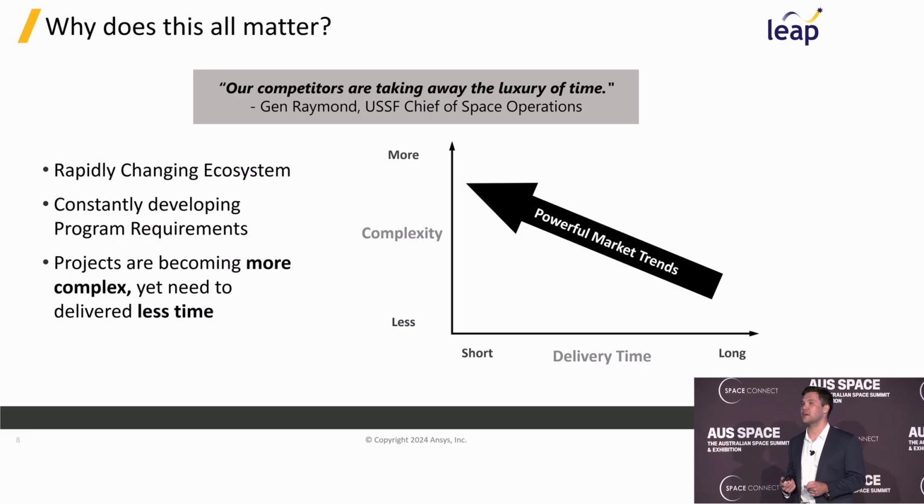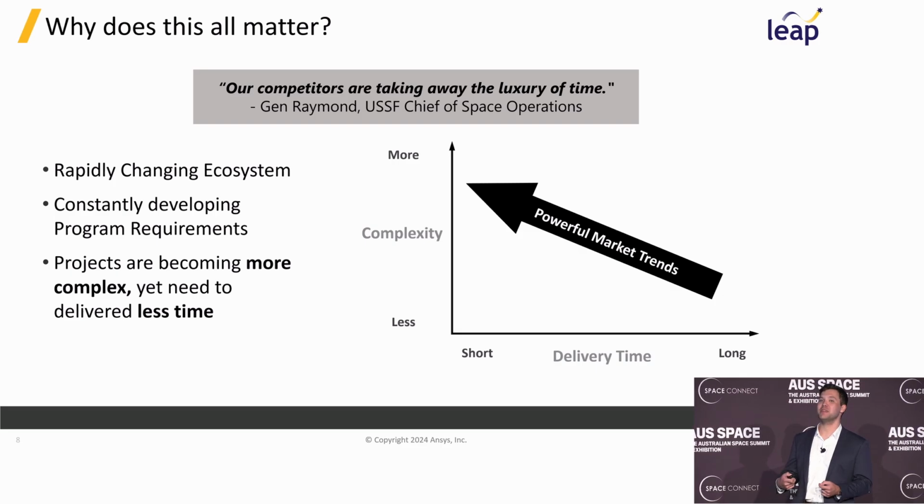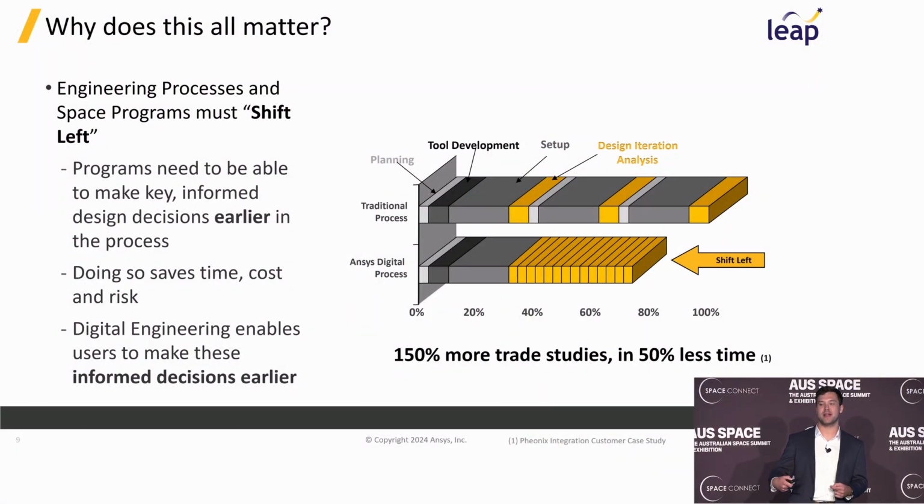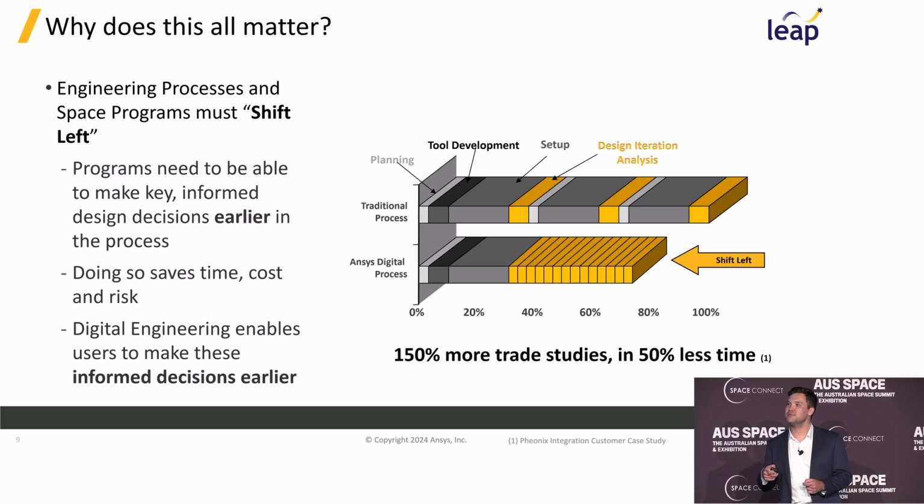Ultimately, powerful market trends are driving solutions that need to be more and more complex, and yet they need to be delivered in less and less time. To combat this and to manage this change, we need to shift left. Engineering processes and space programs need to be able to put themselves in a position where they can make key informed design decisions earlier in the process.